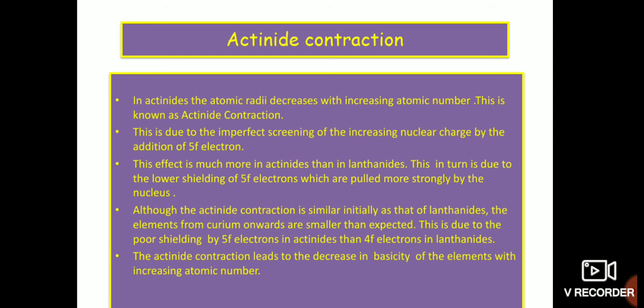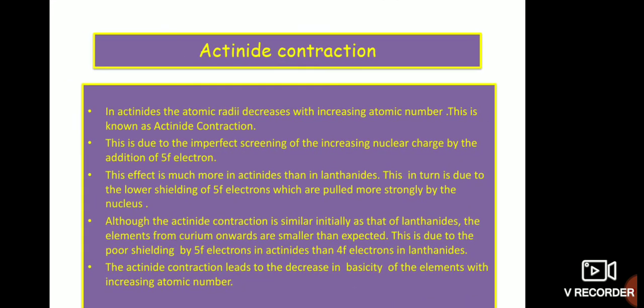Okay, although the actinide contraction is similar initially to that of lanthanides, the elements from curium onwards, meaning the second half, are much smaller than expected. This is due to the poor shielding effect of the 5f electrons in actinides compared to 4f electrons in lanthanides. This actinide contraction leads to a decrease in basicity of the elements with increasing atomic number. That's why actinium oxides and hydroxides are more basic than the lawrencium oxides and hydroxides. Okay, this is a consequence of the actinide contraction.